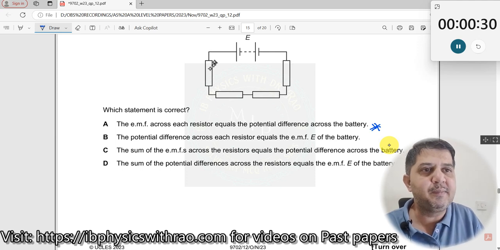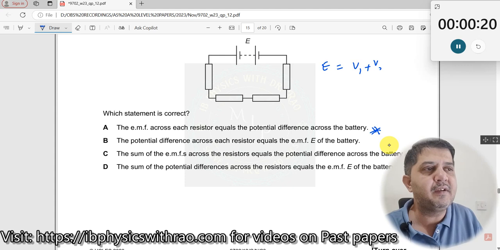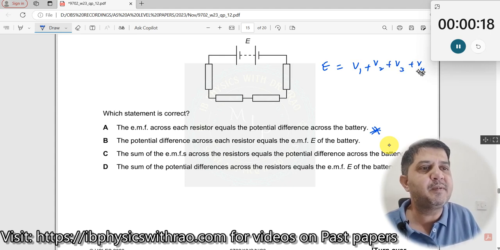No. See, the potential difference here gets divided. So the EMF actually gets divided across these resistors. So EMF E will be equal to V1 plus V2 plus V3 plus V4. This is what you should get.